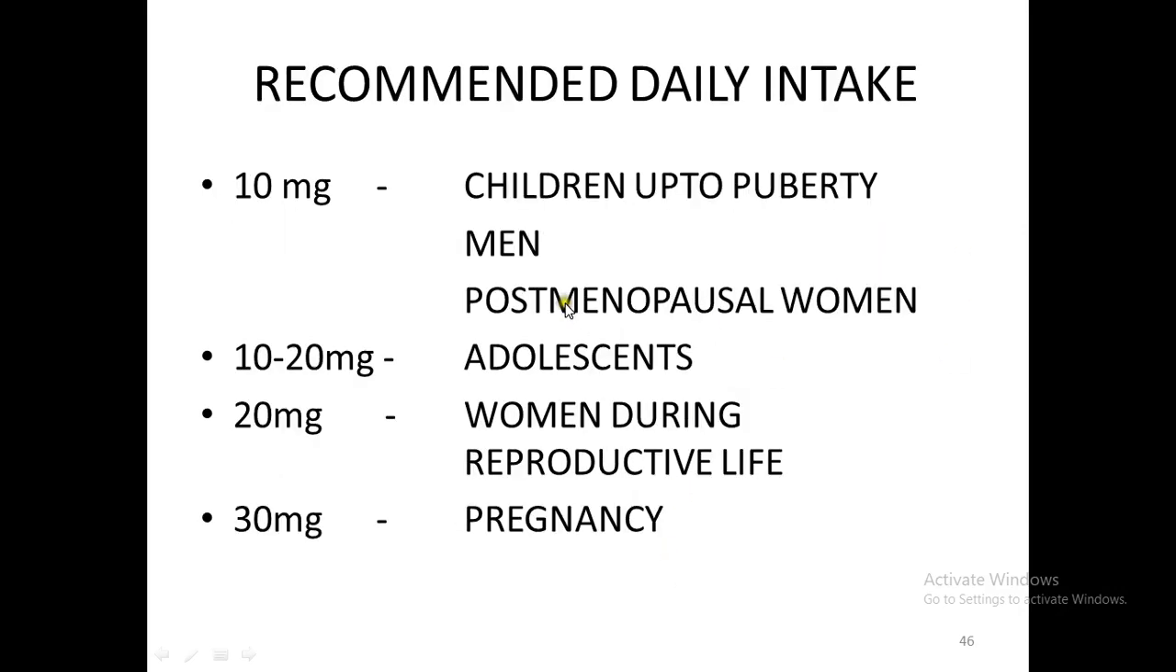Hence the recommended daily intake of iron for children up to puberty, for men and for postmenopausal women is 10 milligrams, because out of this 10% is going to be absorbed, that is 1 milligram daily, and that is sufficient for these three categories. However, for adolescents, because their body and tissues are growing, they need more iron, so their daily requirement is 10 to 20 milligrams. Women during reproductive life need to take an extra 20 milligrams daily. During pregnancy, women need to take an extra 30 milligrams daily, which cannot be met, as we have seen, by the regular diet, and hence they need to take iron in the latter part of the pregnancy.